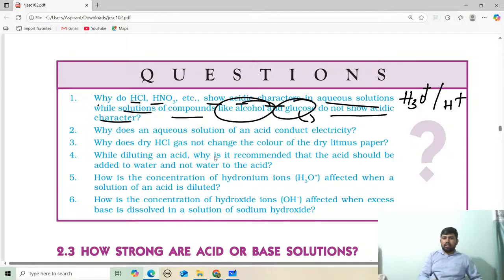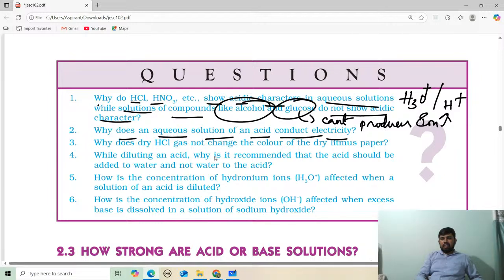They can't produce the ions which are responsible for the acidic character. Now see, why does an aqueous solution of acid conduct electricity? Because it produces ions. If I take HCl in aqueous solution, in the presence of water H+ and Cl- ions are produced, and these ions complete the circuit, which makes the bulb glow, as we discussed earlier.